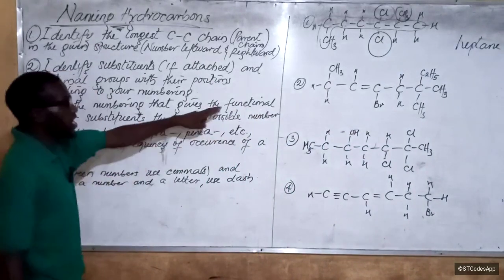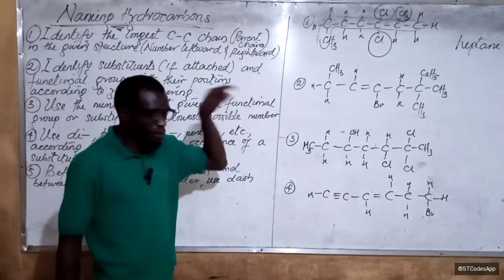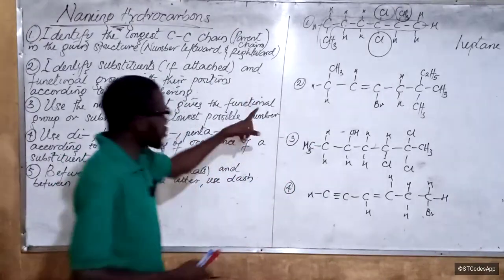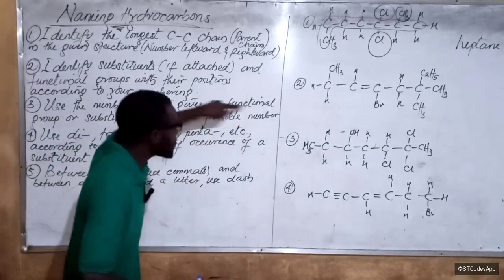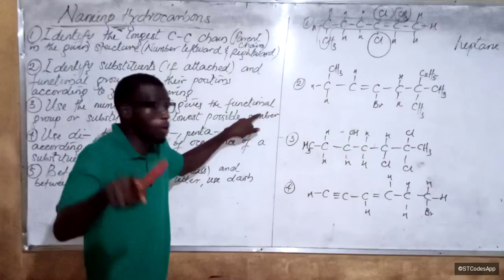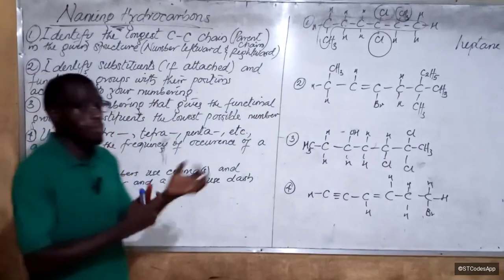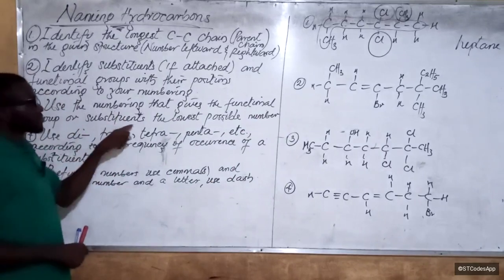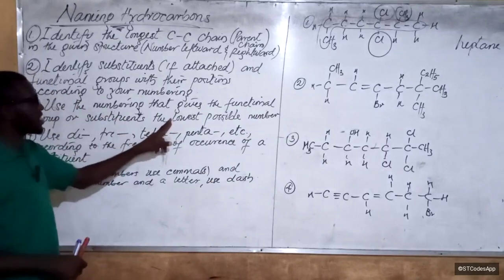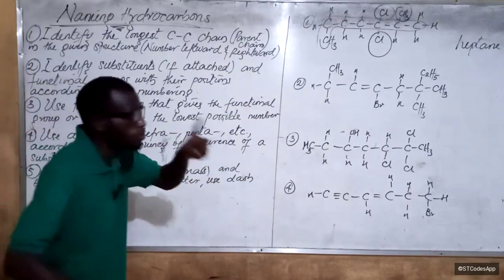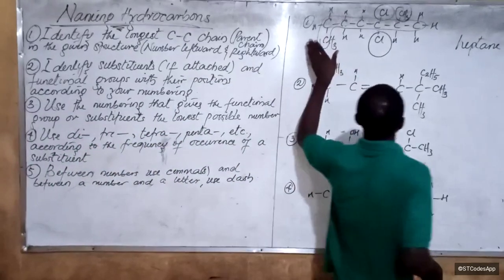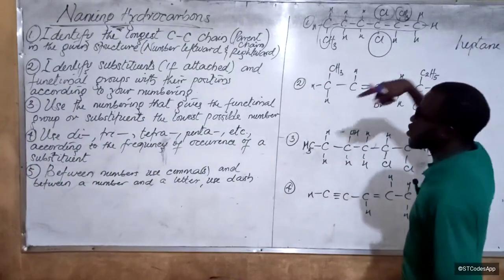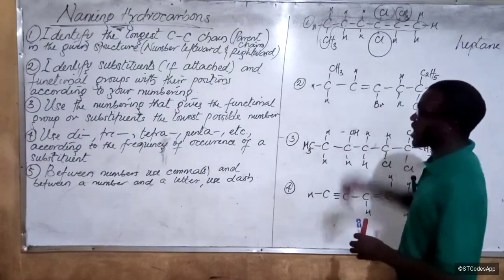So the next one says we should use the numbering that gives the functional group or substituents the lowest possible number. If your functional group is a part of the chain, in the sequence of your longest chain, then you should number in such a way as to give the functional group the lowest possible number. And if your functional group is not a part of the chain, you have only a substituent there, then you should number in such a way as to give the substituent the lowest possible number. All right, for this case where we have single bonds all through, then we have heptane. So we'll number in such a direction that will give this substituent the lowest possible number.